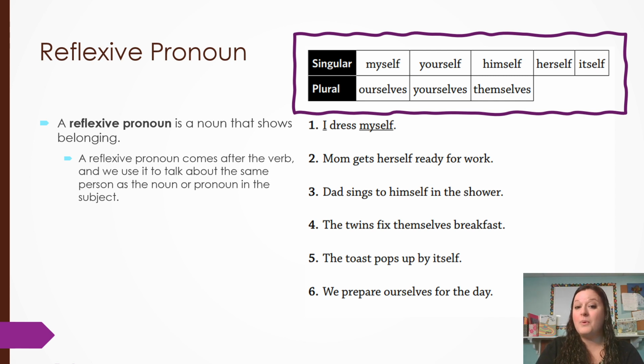If we're talking about more than one, we'd use one of these plural words. Ourselves, yourselves, themselves. Did you notice what all of those words ended in? Think for a minute. What do you notice is at the end of each of those words? Did you notice that all of the singular words ended in self and all of our plural words ended in selves? You're right. Nice job.